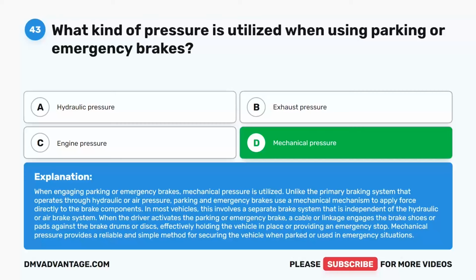When the driver activates the parking or emergency brake, a cable or linkage engages the brake shoes or pads against the brake drums or discs, effectively holding the vehicle in place or providing an emergency stop. Mechanical pressure provides a reliable and simple method for securing the vehicle when parked or used in emergency situations.